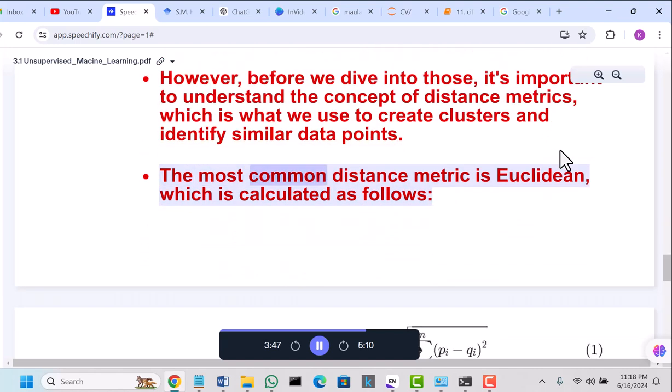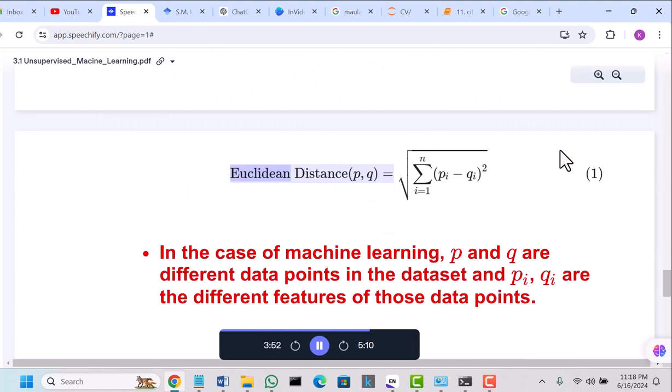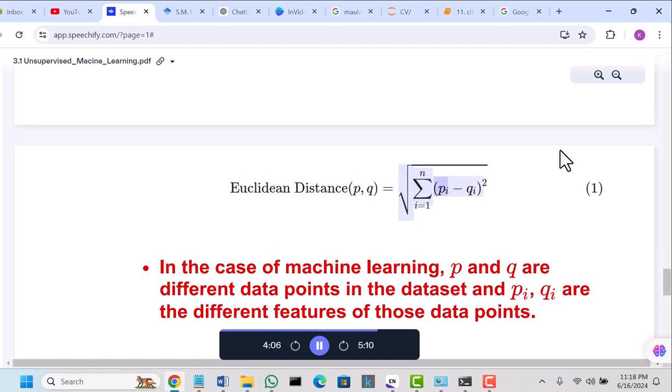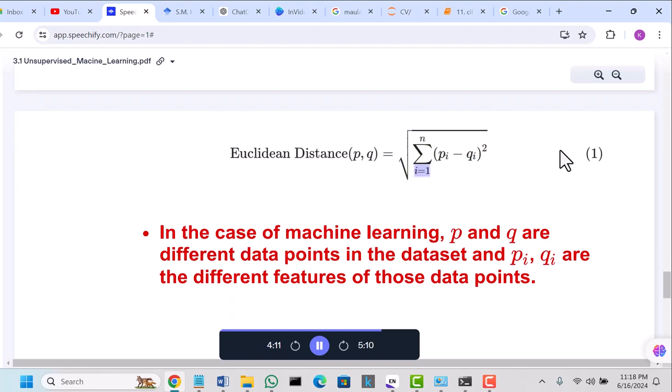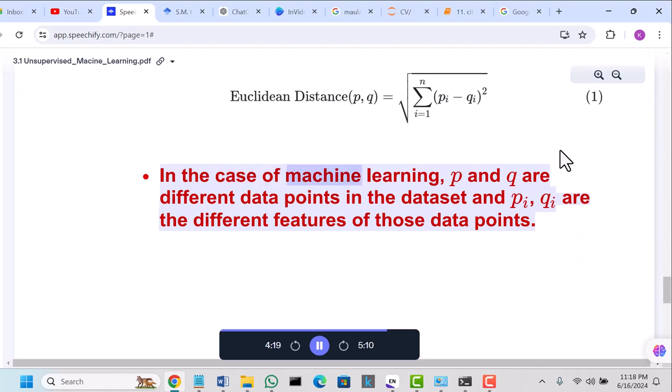The most common distance metric is Euclidean, which is calculated as follows. Euclidean distance(p, q) equals the square root of the sum, from i equals 1 to n, of (pi minus qi) squared. In the case of machine learning, p and q are different data points in the dataset and pi and qi are the different features of those data points.